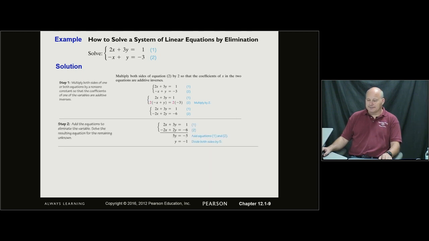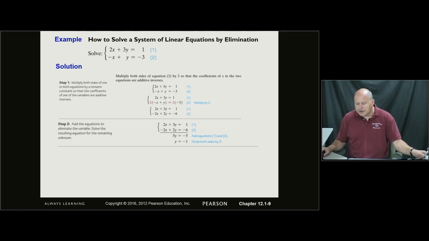So let's look at that. If you add those equations up, the negative 2x and 2x are gone. You have the 3y and the 2y, and that is 5y. And then if you combine 1 with negative 6, you get negative 5.